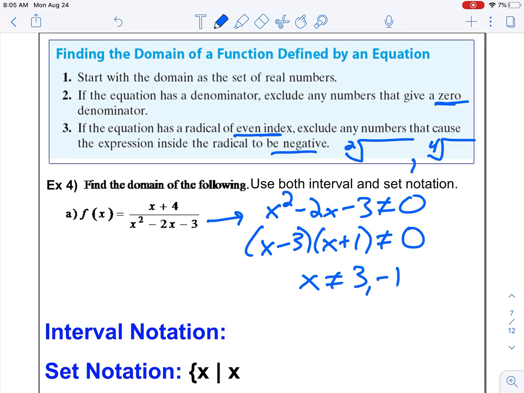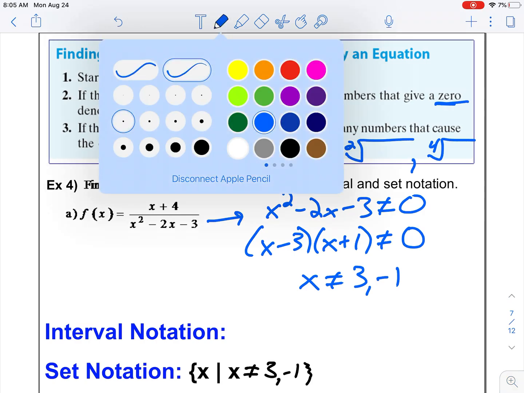Now, when I ask you to do interval and set notation, sometimes one's better, sometimes the other. That's why we're practicing both. So you start off with this curly bracket. That means the set of values of x, the straight line means such that, and then you can write the restrictions here. So the values of x such that x cannot be 3 or negative 1. And you do another curly bracket, and that's set notation. Sometimes that's better, sometimes it's not.